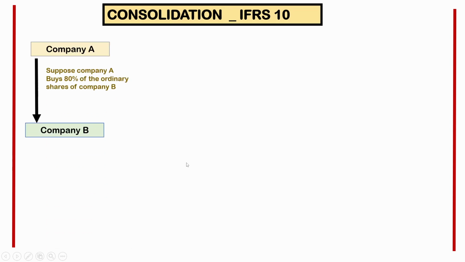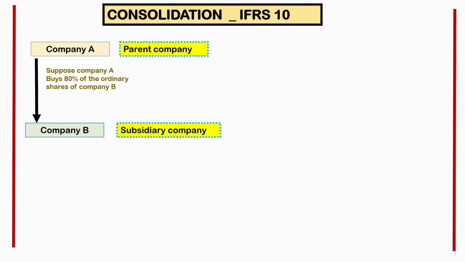IFRS 10 usually guides us on how a company acquires shares in another company. Suppose company A buys 80% of the ordinary shares of company B. Company A will be referred to as the parent company and company B will be referred to as the subsidiary company. But we want to understand that anytime we talk about company A acquiring 80% of the shares here, in our consolidation, we are referring to 80% of equity interest.